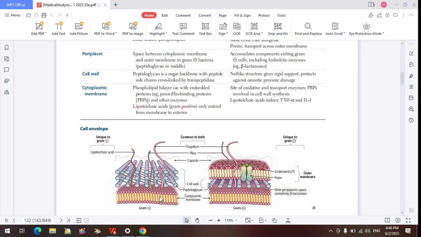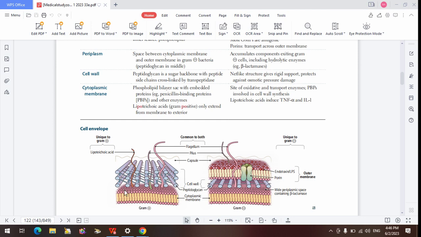But within these phospholipids, you can have proteins embedded. Part of these proteins includes what we call the penicillin binding protein. This penicillin binding protein has some enzymatic activity, part of which is transpeptidase activity. So within this phospholipid, you have proteins we call penicillin binding protein, which have enzymatic activity including transpeptidase activity that forms the cell wall just next to it. So they help in forming the cell wall.